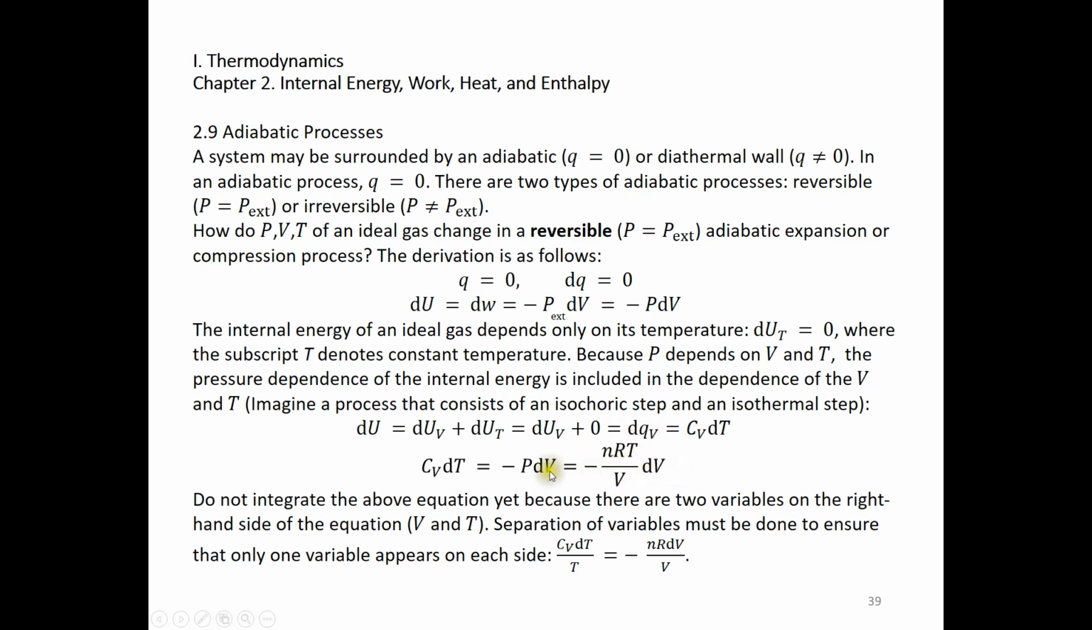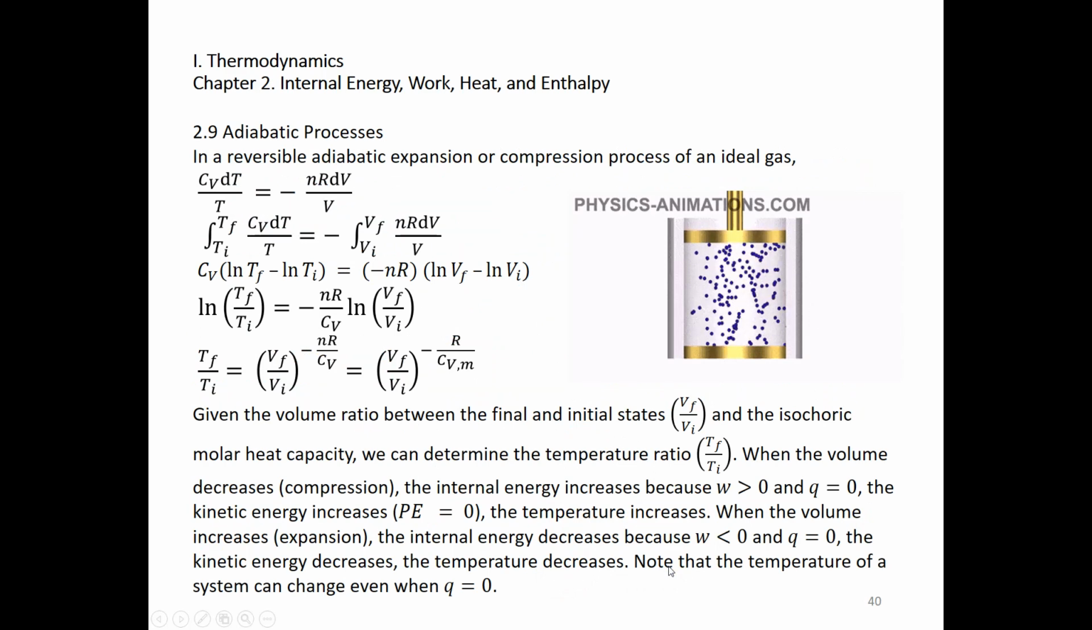The simplest way is to divide both sides by temperature. And then we have CV dT over T is equal to negative nR over V dV. Now if you examine both sides, on the left hand side it contains only T. On the right hand side it contains only V. And we can integrate both sides, and we can have the lower limit and upper limit of the left integral to be from T initial to T final. And over here it's from V initial to V final. In a reversible adiabatic expansion or compression, we have this equation: CV dT over T is equal to negative nR dV over V.